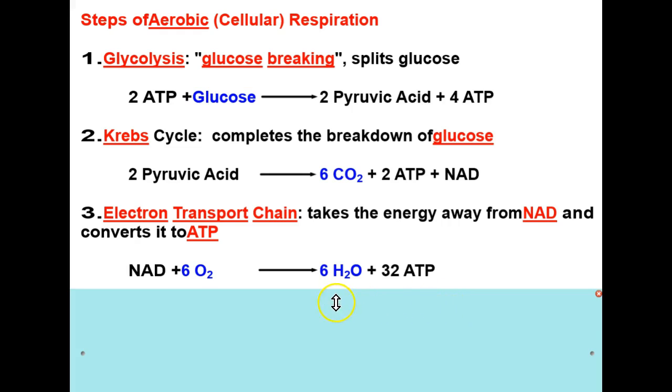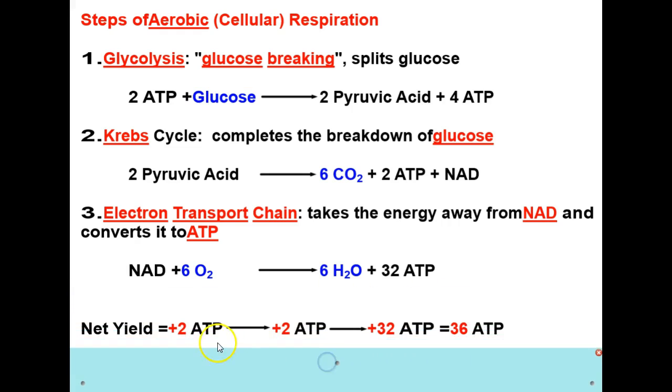The net yield of energy is 2 ATP yielded from this step because you had 2 used up to break the glucose and 4 given off. So that's a net of 2. You have 2 ATP given off during the Krebs cycle, and you have 32 ATP given off in the electron transport chain step to give you a total of 36 ATP.